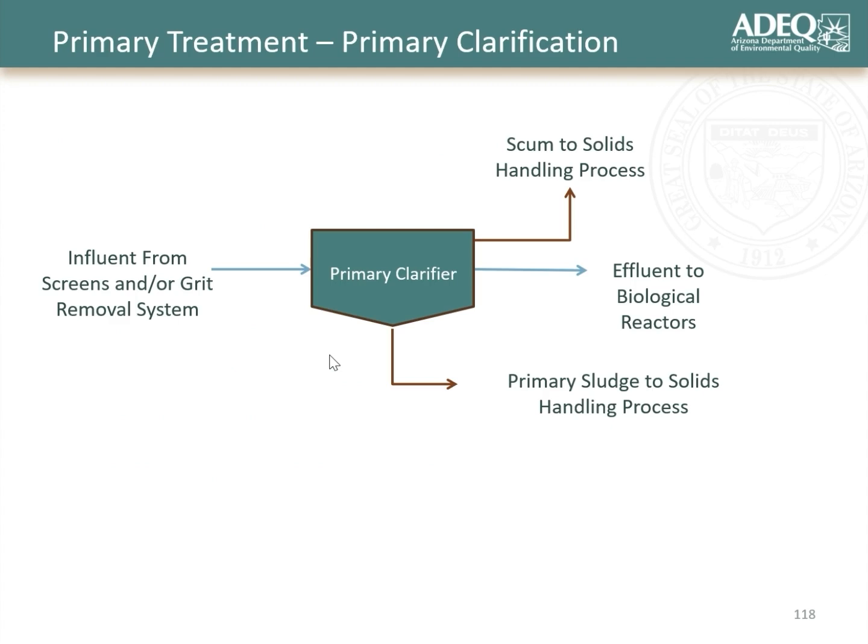As we mentioned before, influent will enter the primary clarifier. The solids will settle down to the bottom and be removed as primary sludge, which will be sent over to a solids handling process, whatever that may be. The clear effluent will then overflow and go to some biological reactor for secondary treatment. In addition, you'll get some floating scum at the surface of the clarifier. You want to capture that material so it does not overflow with the clear wastewater, and you want to send that scum off for solids handling as well.